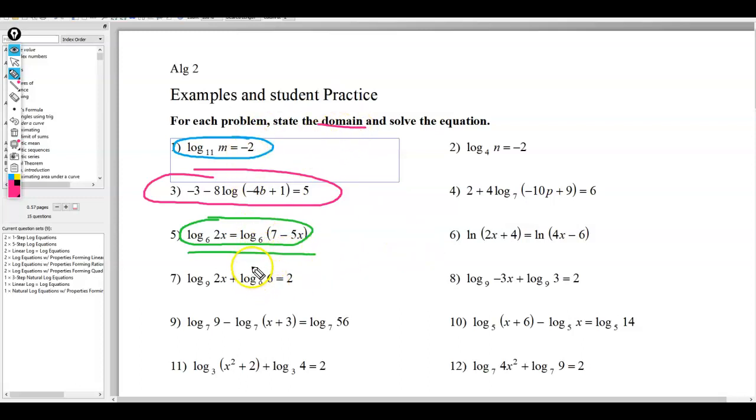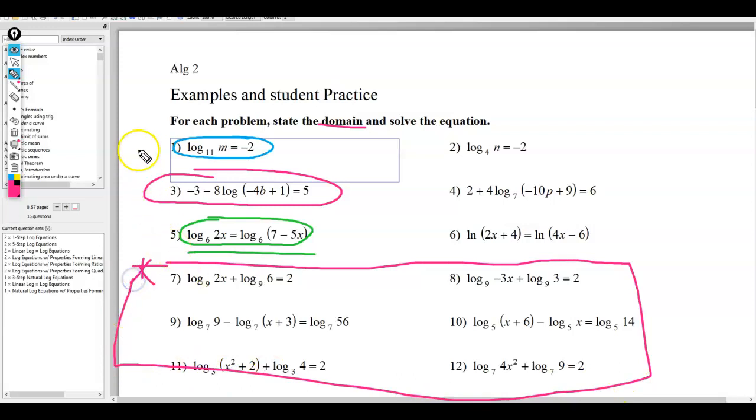Now in our next lesson, we're going to talk about more types of log equations, which are the ones you see down here. But for today, we're going to stop with those.